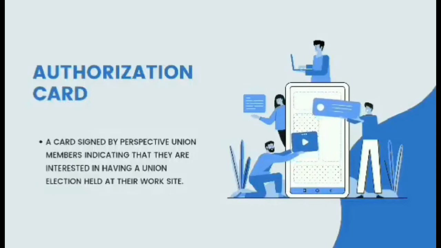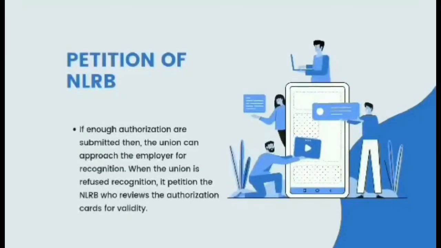Authorization card: a card signed by prospective union members indicating that they are interested in having a union election held at their worksite. Petition the NLRB. If enough authorization cards are submitted, then the union can approach the employer for recognition. At this point, the employer may choose to recognize the union voluntarily, but that rarely happens. When the union is refused recognition, it petitions the NLRB, which reviews the authorization cards for validity.